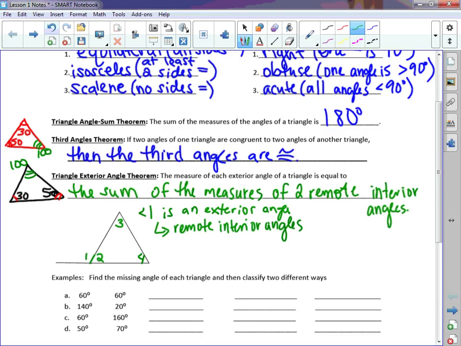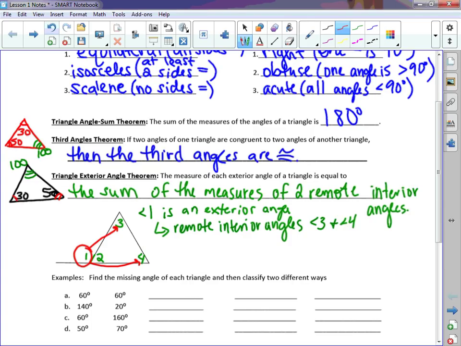Alright, which two are my remote interior angles? Good, everyone. Good, 3 and 4. So my remote interior angles are angle 3 and angle 4. Good. So my exterior angle, its corresponding remote interior are basically the two that are not a linear pair with it.